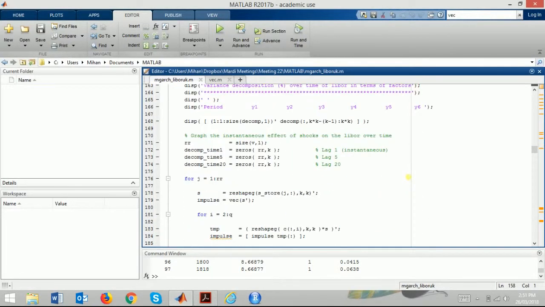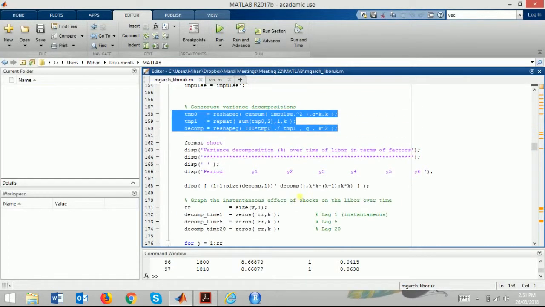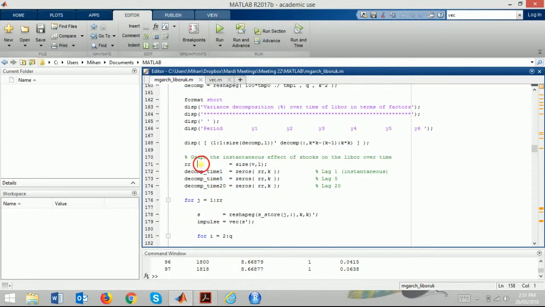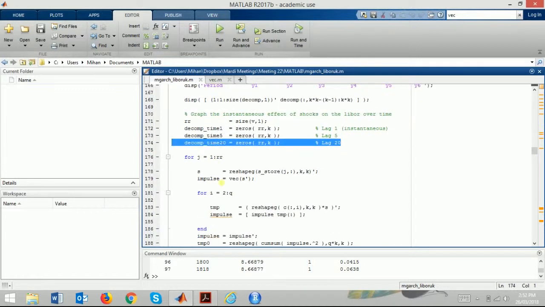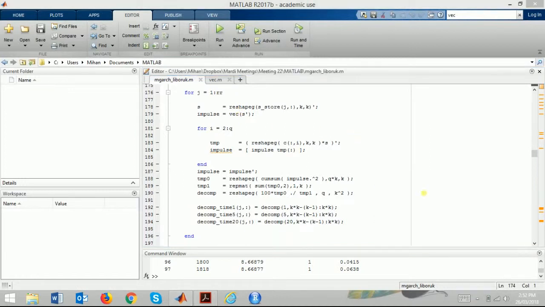So basically this is it. There is a bit more here for measure variance decomposition, graph the effect of shocks on LIBOR over time. So this is just graphing decomposition over time, lag 1, lag 5, lag 20. We'll talk about it later if we have time. Up until now we end. We'll revise it one more time though. Thank you for your patience.